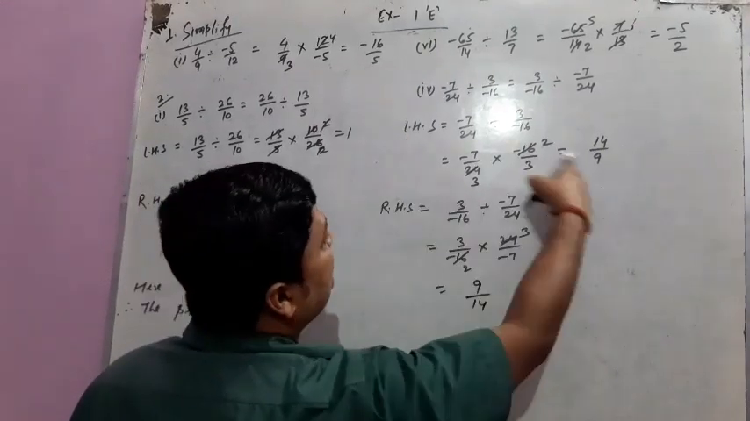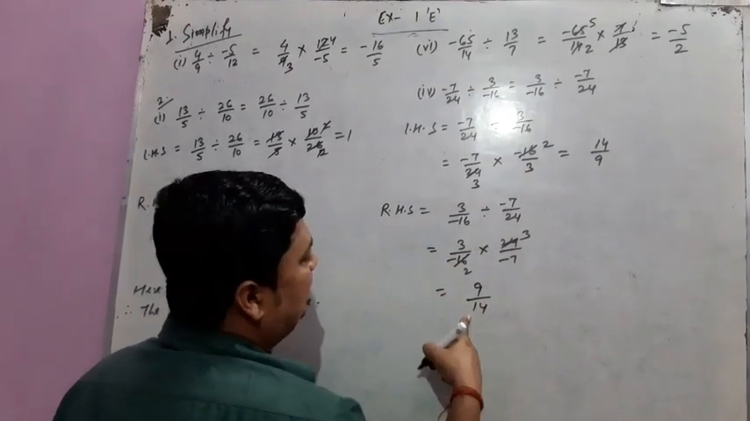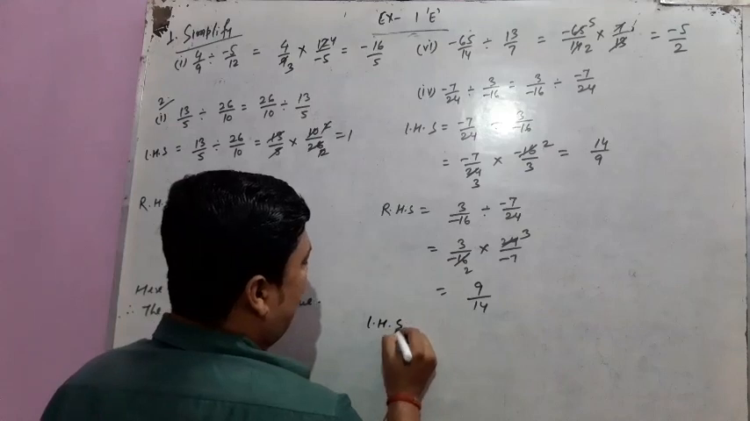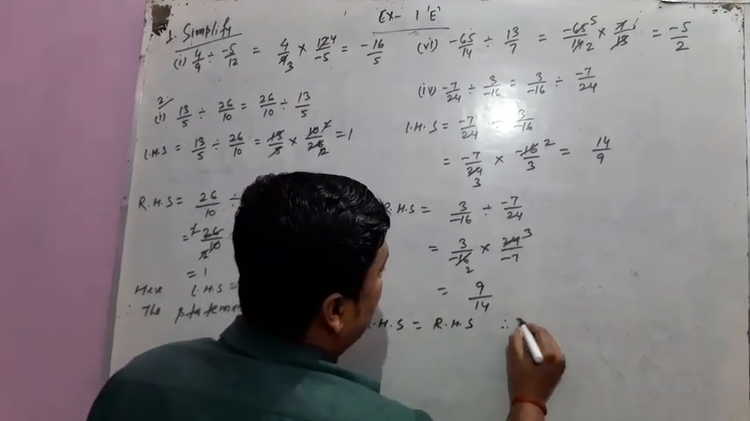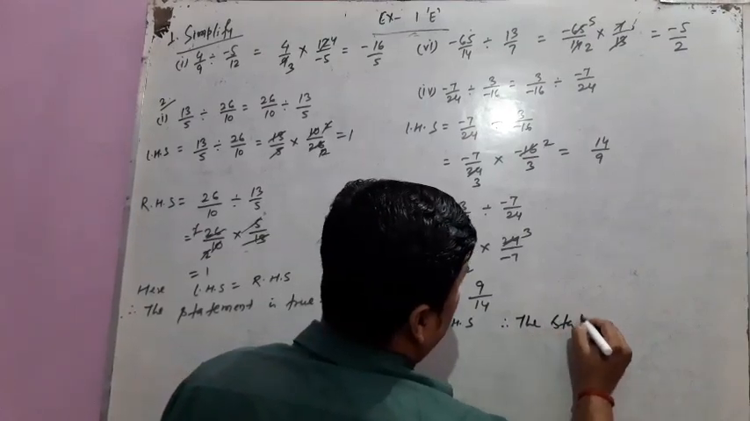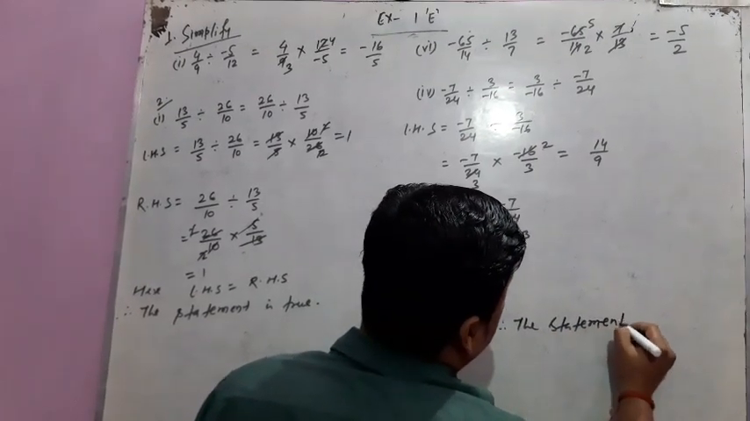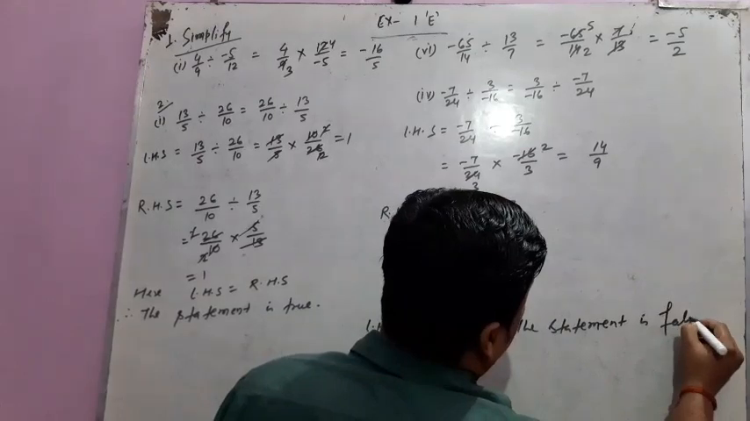Here the LHS value is 14 by 9 and the RHS value is 9 by 14. LHS is not equal to RHS, therefore the statement is false. The statement is false.